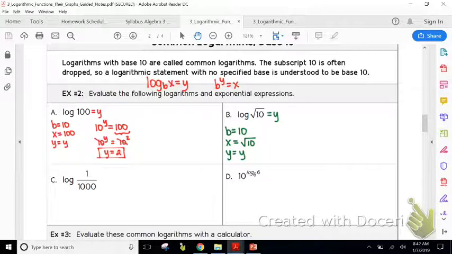So b, which is 10, to the y equals square root of 10, right? How do I know what's 10? The base? Is there a number written for my base? No. So we automatically know it's going to be a base 10. It's just like if an exponent's not written, we know it's a 1, right? That's for all logs. For logs, if the base is not written, it's a base 10.